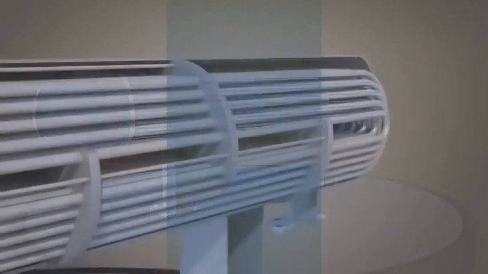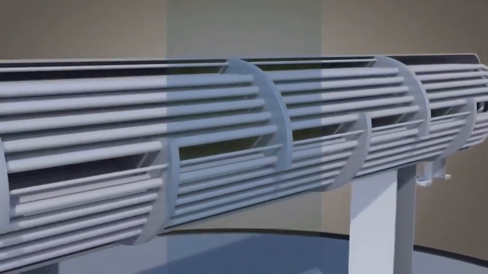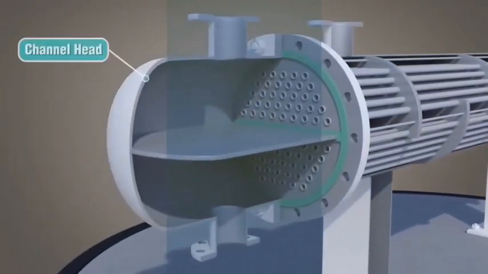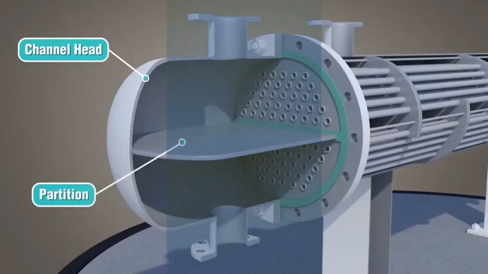In a two-pass heat exchanger, the tubes are U-shaped, returning the fluid back to the same side of the exchanger where it entered. The channel head houses a partition to separate the entering tube side fluid from the exiting tube side fluid.